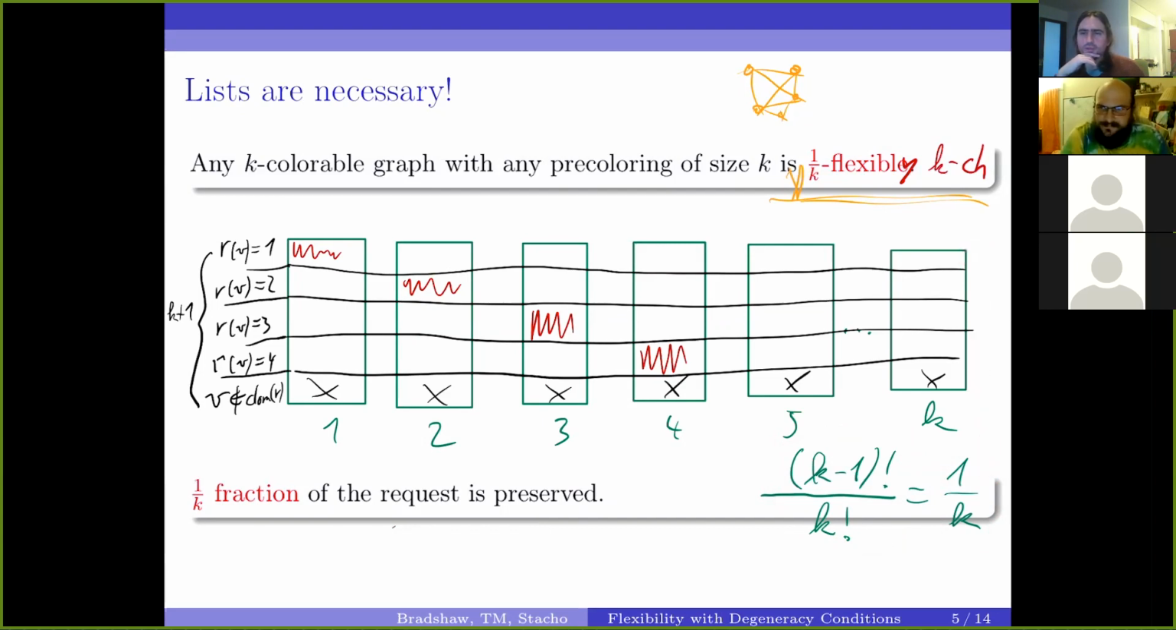So is it the same as saying that if you take any coloring and you randomly permute the colors, then every request is satisfied with probability 1/k, so then you can apply the linearity of expectation? Yeah, exactly. Okay, good. Yeah.